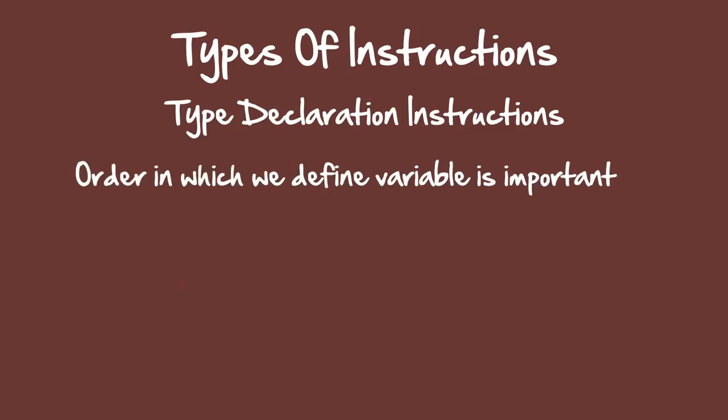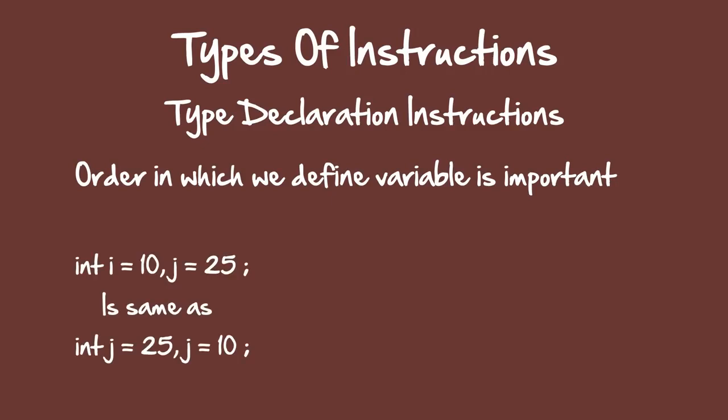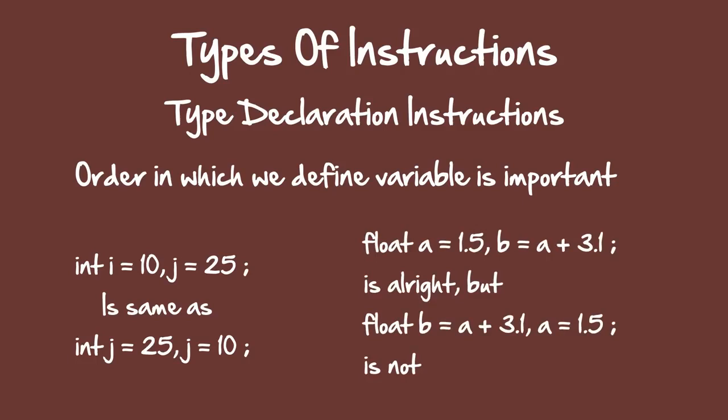Now the second variation is that the order in which we define the variables is sometimes important and sometimes not. For example, integer i is equal to 10 and j is equal to 25 is the same as integer i is equal to 25 and j is equal to 10. However, float a is equal to 1.5, comma b is equal to a plus 3.1 is alright, but the second variation, float b is equal to a plus 3.1, comma a is equal to 1.5 is not. This reason is very important, because here we are trying to use a even before defining it.